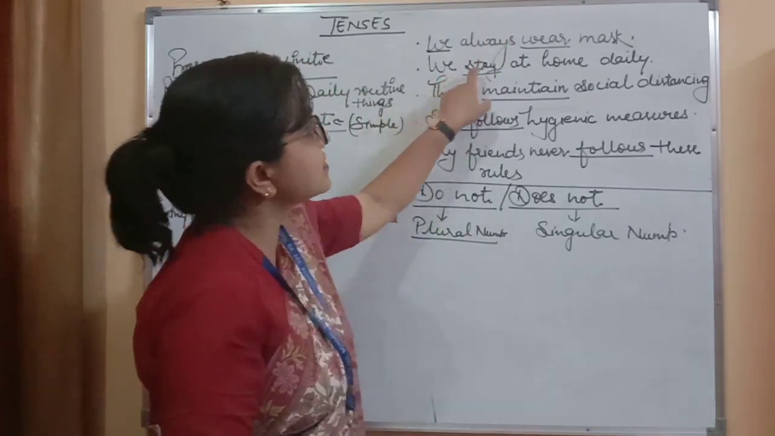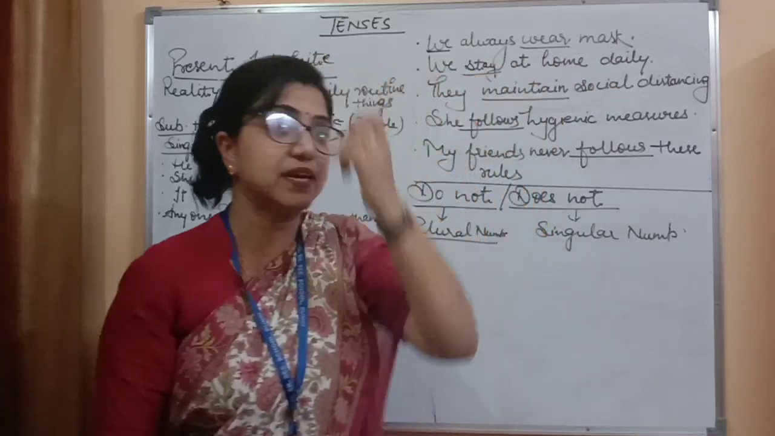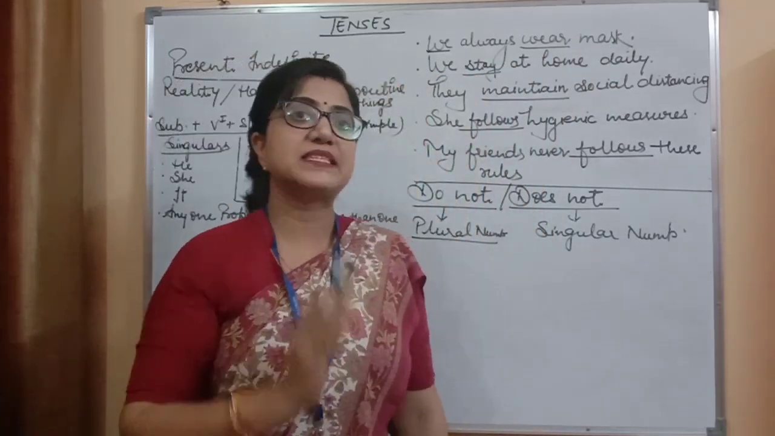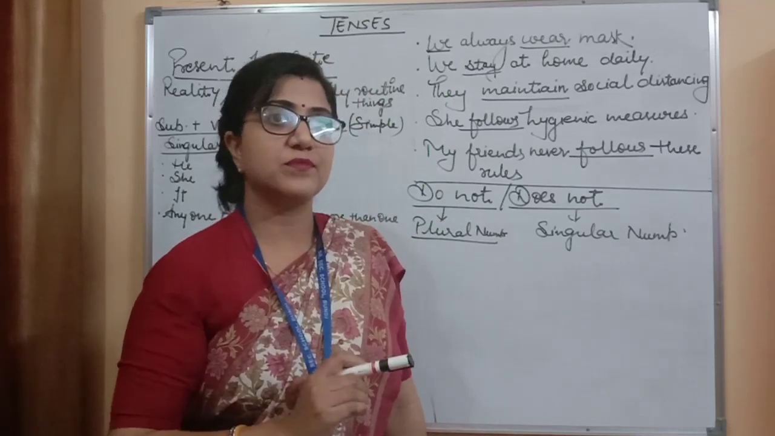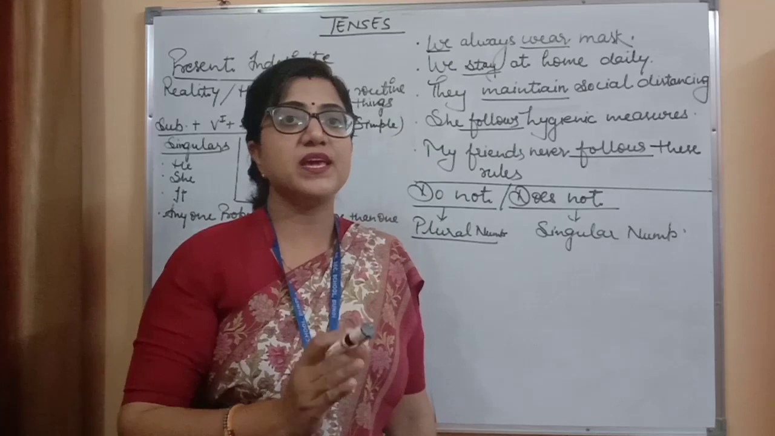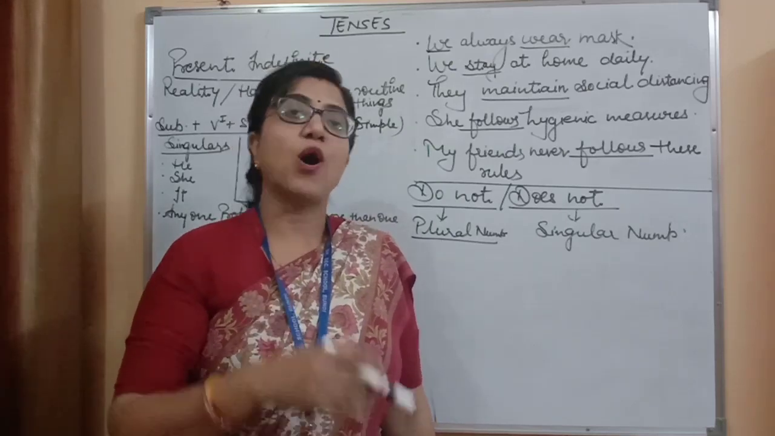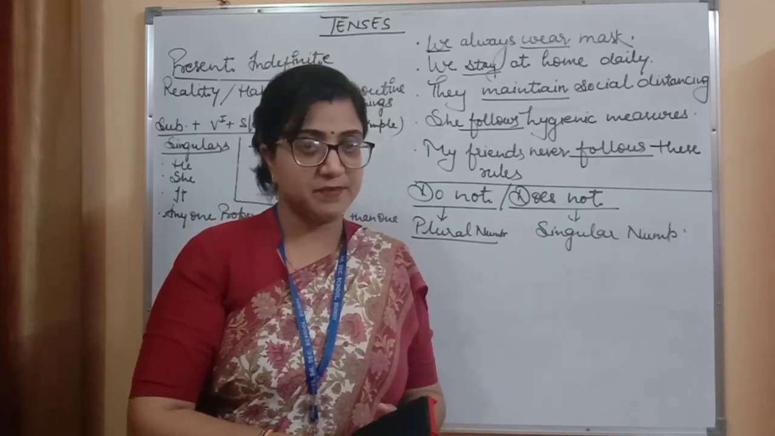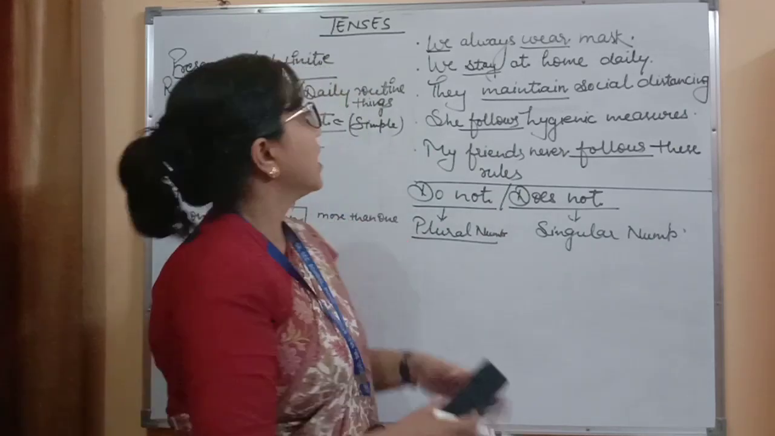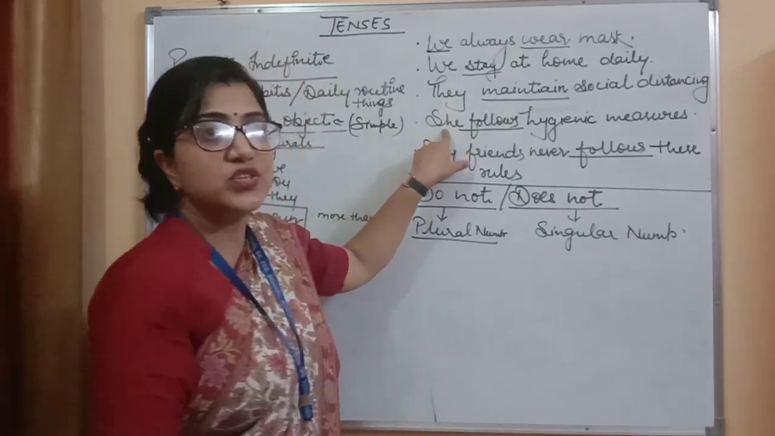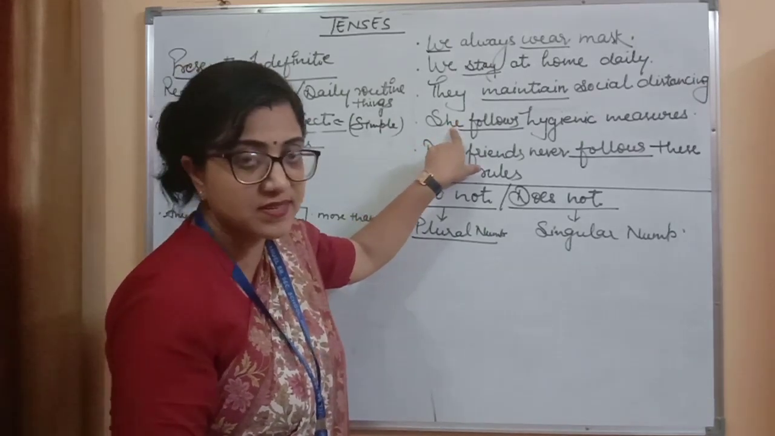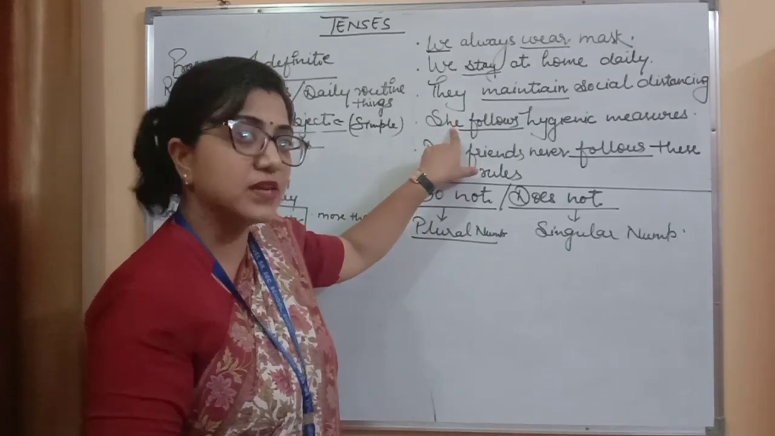Next, we stay at home daily. In negative sentences, we don't stay at home daily, not doesn't. After I, we, you, they, or more than one subject, means with plural numbers, you have to use don't. Next, she is called singular here, that's why she doesn't. Doesn't or does not.